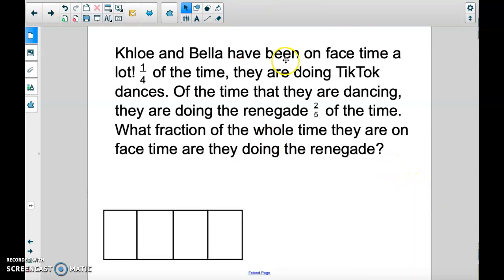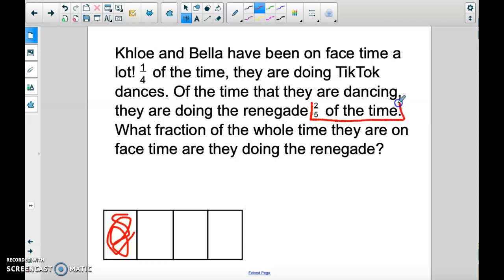So for this one, I'm going to draw it out by drawing a square again. They look very similar to my brownies, right? Point of this is, guys, your picture does not have to be super fancy, okay? Just needs to represent what's going on. So we know that 1/4 of the time they're doing TikTok dances. And then 2/5 of that time, they're doing the renegade.